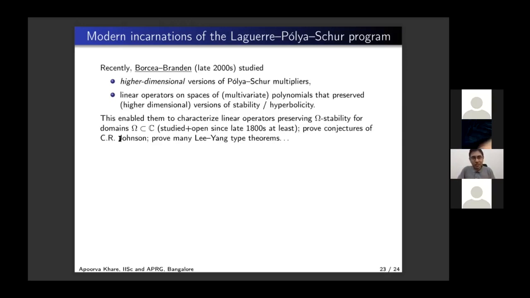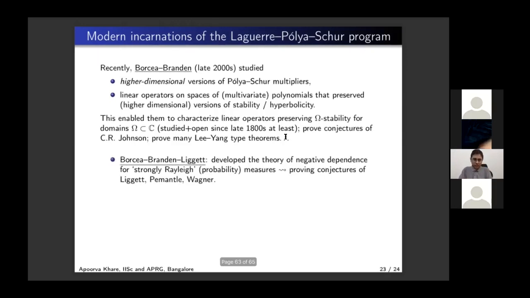They proved conjectures of Charlie Johnson on matrix, I forget the specific names. They proved many Lee-Yang type theorems. So they had a whole big program. And then with Tom Liggett, who recently passed away in UCLA, they developed the theory of negative dependence for strongly Rayleigh measures, and that allowed them to prove various conjectures in the literature, Liggett and Robert Pimentel and David Wagner.